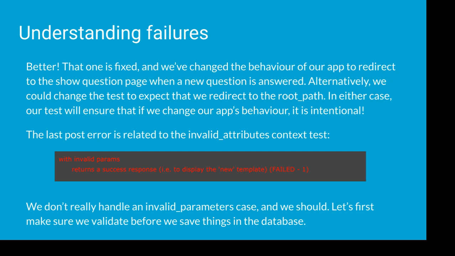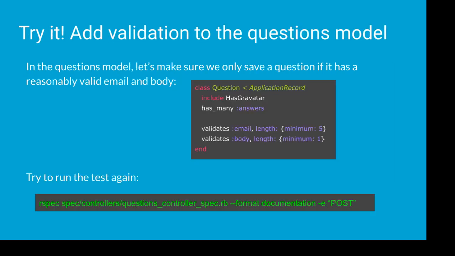So the last post error is related to the invalid attributes context test, and it expects to display the new template when there is a failure. So we've passed parameters, and those are invalid parameters, and the expectation in this test is when it gets invalid parameters, it should redirect to the new page again so that you can put in the correct parameters, right? That's the expectation.